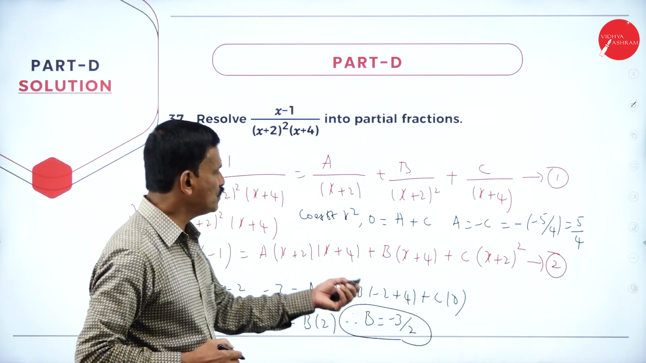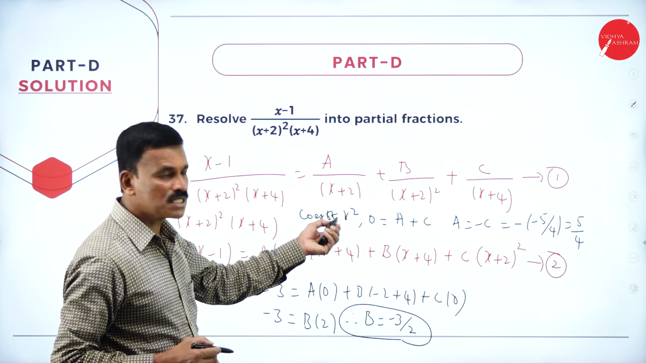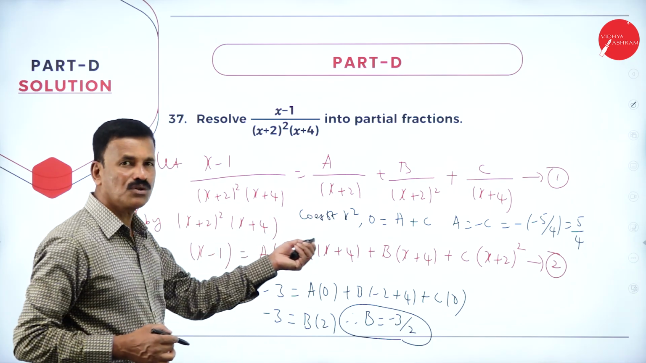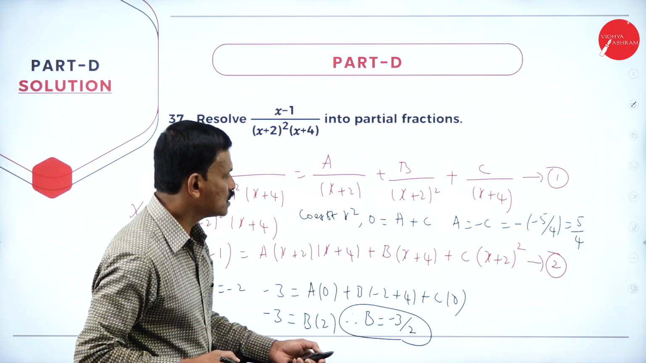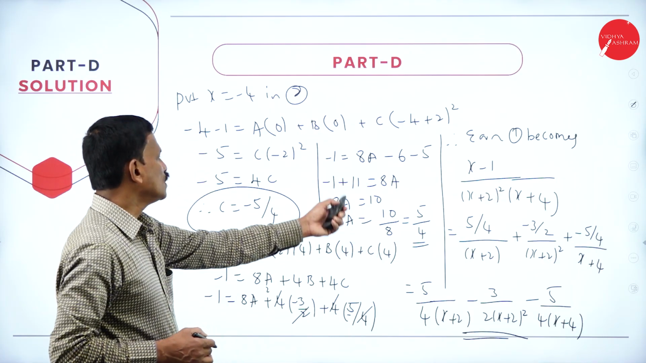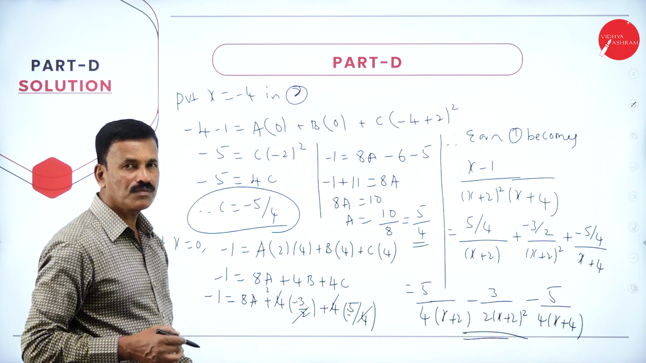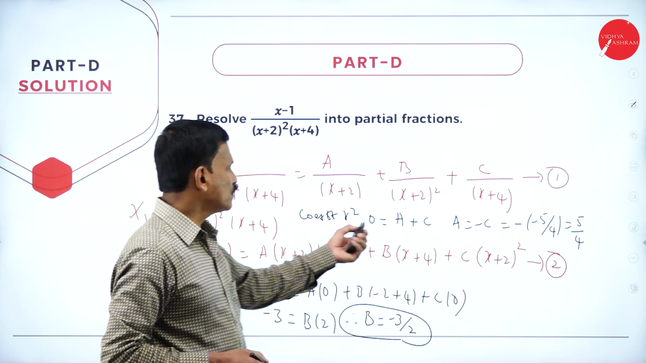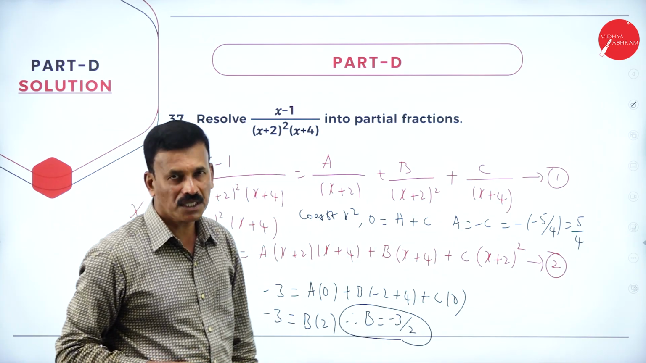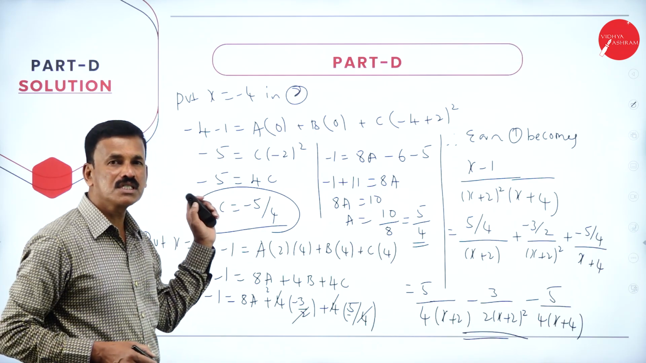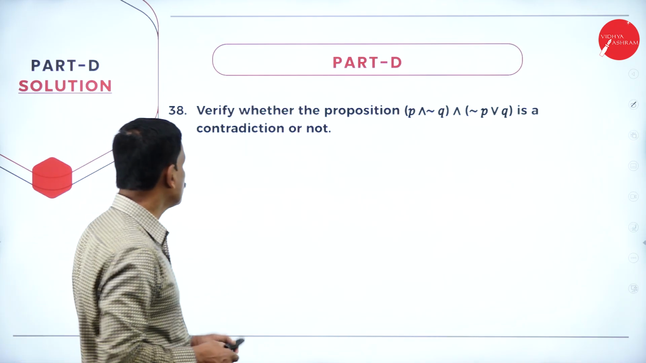This is another method, the easiest method. The easiest method to find a is just comparing the coefficient of x square. You will get a is equal to 5 by 4, or by just putting the value of x is equal to 0. I think taking the coefficient of x square is easy to get the value of a, right? Anyway, this is how we are going to solve this problem. Now, move on to the next problem.